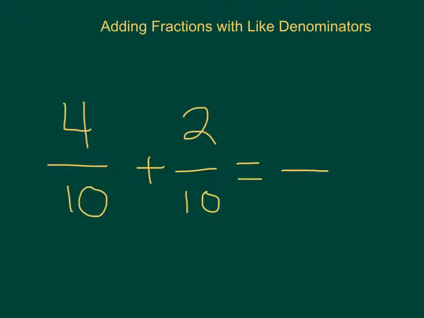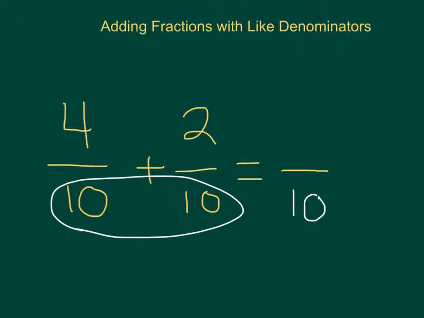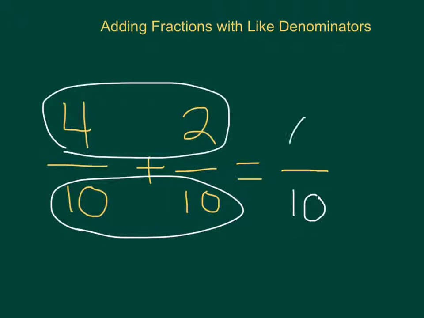So here's another example of adding two fractions that have like denominators. Again, you see the like denominators at the bottom of the fraction. If they are the same, you can bring that denominator right over into your answer, and then continue by adding your numerators. 4 plus 2 equals 6.